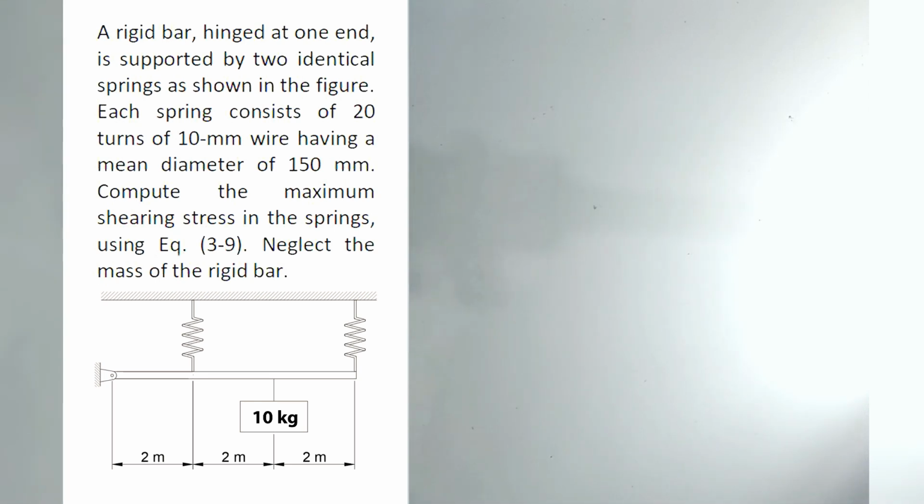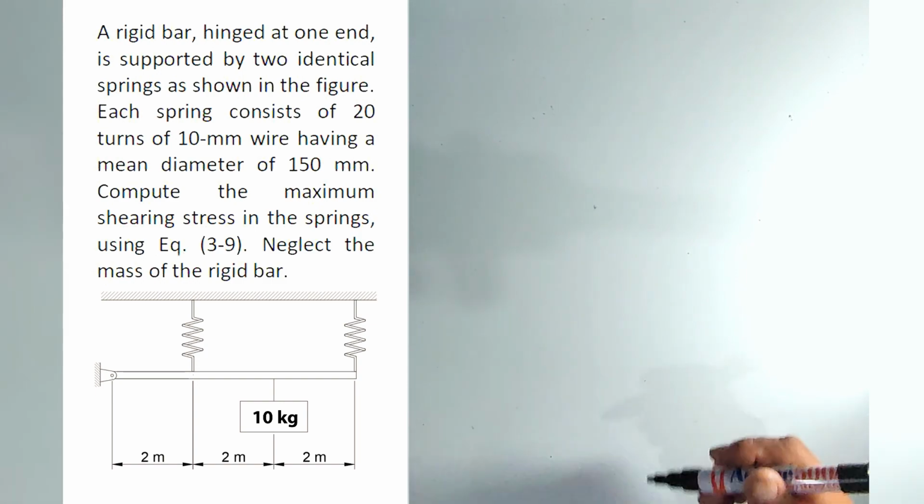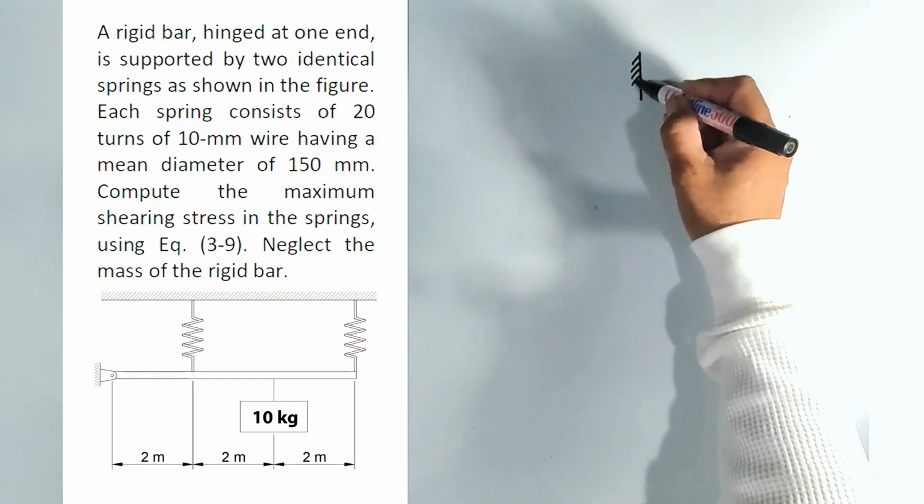Problem 349. A rigid bar hinged at one end is supported by two identical springs, as shown in the figure. Each spring consists of 20 turns of 10 millimeter wire having a mean diameter of 150 millimeters. Compute the maximum shearing stress in the springs using equation 3-9. Neglect the mass of the rigid bar. Let's start by drawing the free body diagram of the rigid bar.